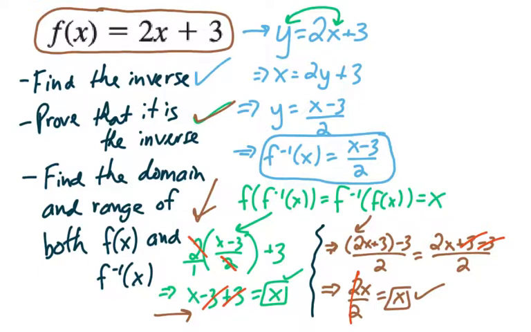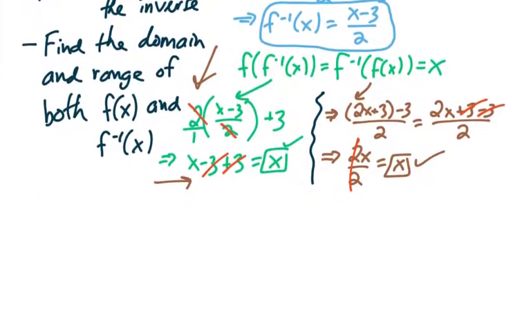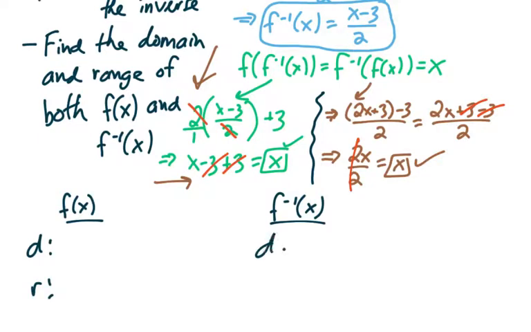Okay, here comes the tough part, part 3, where we need to find the domain and range of both f and f inverse. Okay, so first of all, let me make a little list here for you. Here's f of x. Here's f inverse of x. Here's my domain and my range for the original. Here's my domain and range for the inverse.